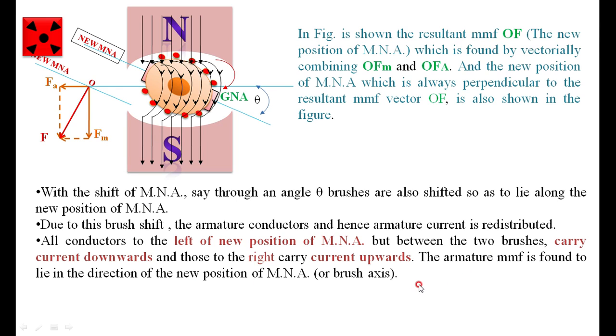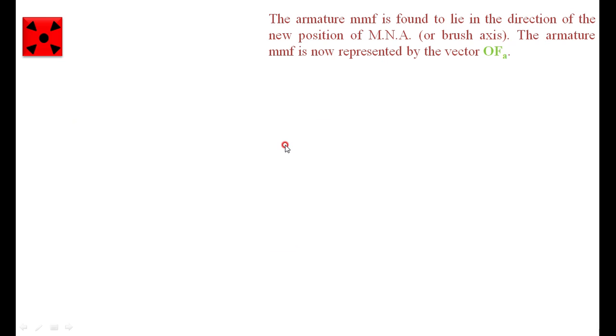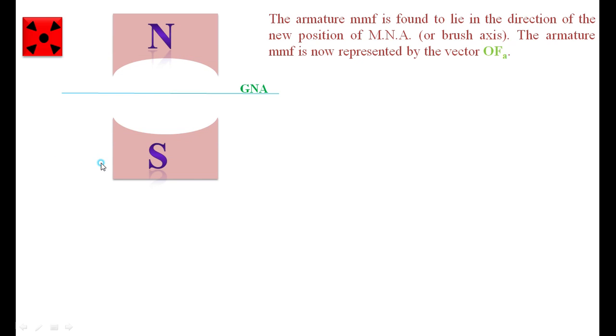The armature MMF is found to lie in the direction of the new position of MNA. I told you the armature MMF always acts along the new MNA. What is that effect? We will see first. I told you the armature flux is acting along the magnetic neutral axis. Now there is a change in the magnetic neutral axis, therefore the OFA is also changing its direction along the new MNA. Same thing I have shown here.